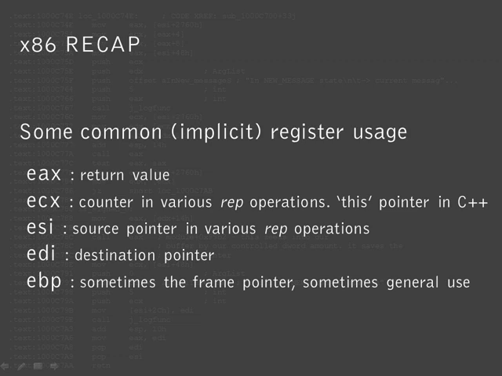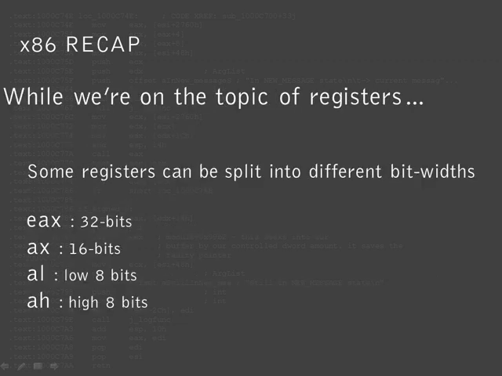And then EBP, as Alec mentioned, is usually the frame pointer. However, it can be used as a general purpose register. That's up to the compiler. And real quick, a few of these registers can be split. EAX, EBX, ECX, and EDX can all be split into different bit widths of themselves.